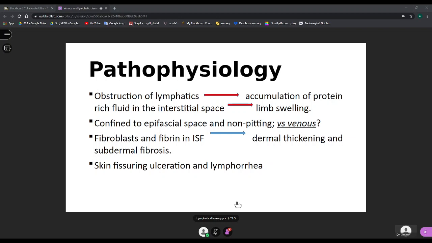When the disease is advanced, secondary to this dermal thickening, fibrosis or subdermal change, you can eventually get skin fissuring and ulceration. Sometimes you might see lymph exuding through these fissures and skin ulcers. Okay, and this condition is known as lymphorrhea. So lymphorrhea is transudation or pouring of lymph through skin fissures and ulcers. Okay, this is known as lymphorrhea, and this is usually encountered in advanced cases.